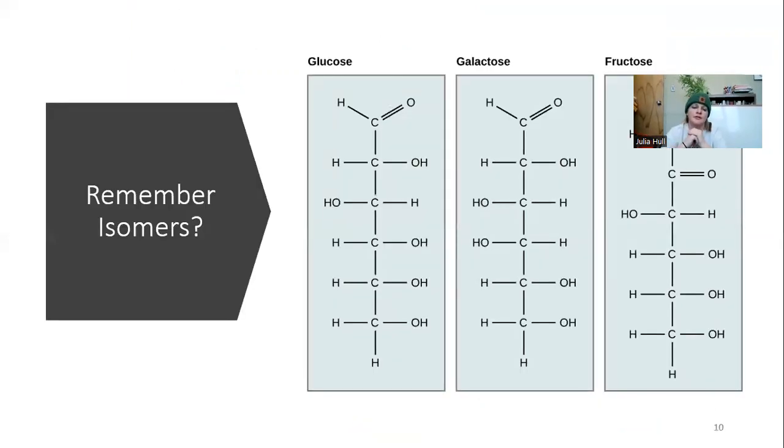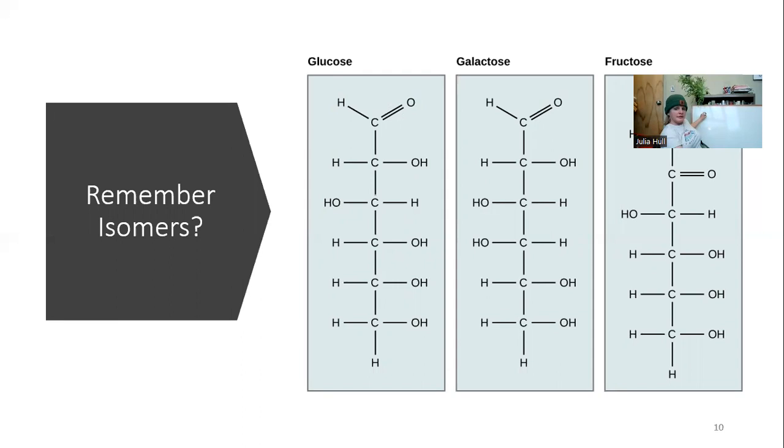So let's talk about isomers for a minute. The first thing that we need to do is remember what isomer means. Isomers are molecules that have the same chemical formula. In this case, it is 6 carbons, 12 hydrogens, and 6 oxygens. So all of these molecules, glucose, galactose, and fructose, all share that same chemical formula.